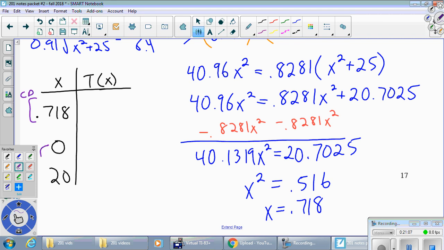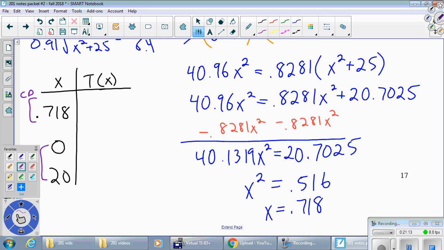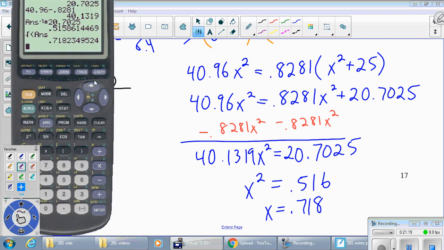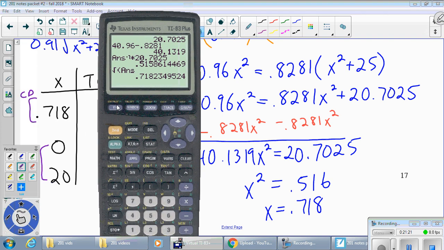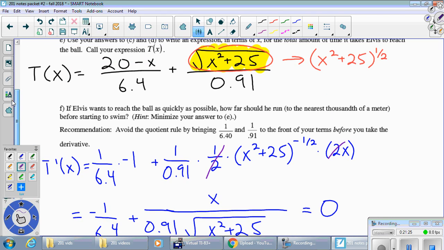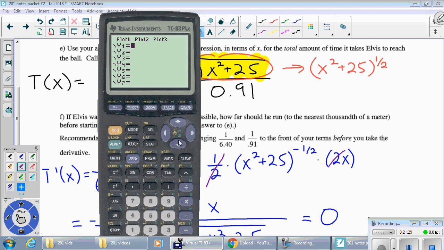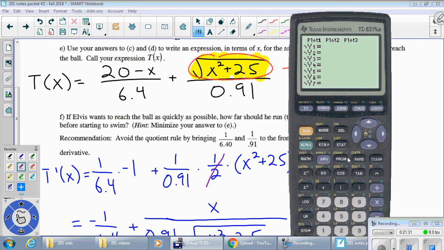Critical point here, endpoints here. And then we're just going to plug these things in to the original function. So since we're doing 3 function calls, I'm going to type the original function into my y equals. So that's this one right up here at the top. Okay, so here we go.